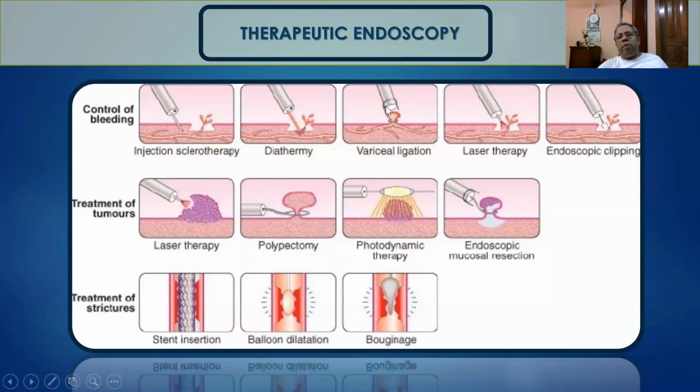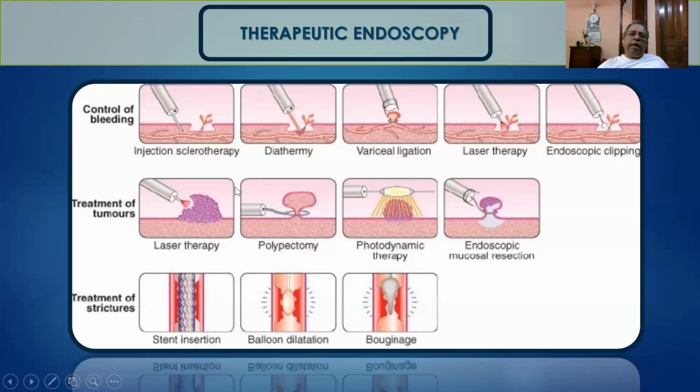Through the endoscope you can also apply lasers directly; a laser beam can arrest hemorrhage, or endoscopic clipping is also available. You can easily put two or three clips over the vessels, then arrest the hemorrhage. In case of tumor, there is laser ablation, or in a polyp, you can do endoscopic polypectomy, or photodynamic therapy, or endoscopic submucosal resection. You resect the tumor along with some normal tissue of the mucosa and submucosa.